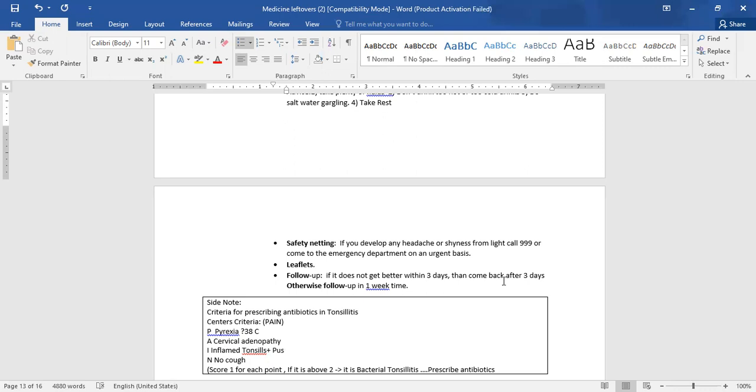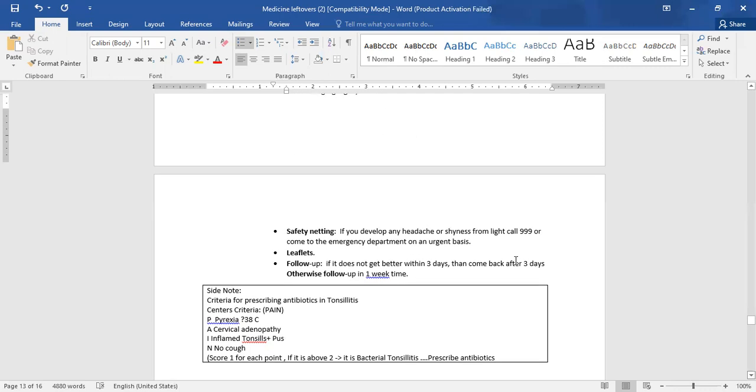For all the points, you are going to score 1 for each point. If the total is 2 or above, it is bacterial tonsillitis, and you need to start the patient on antibiotic. Okay. So if it is above 2, sorry, it is above 2, not 2, you need to start the patient on antibiotic. Okay.